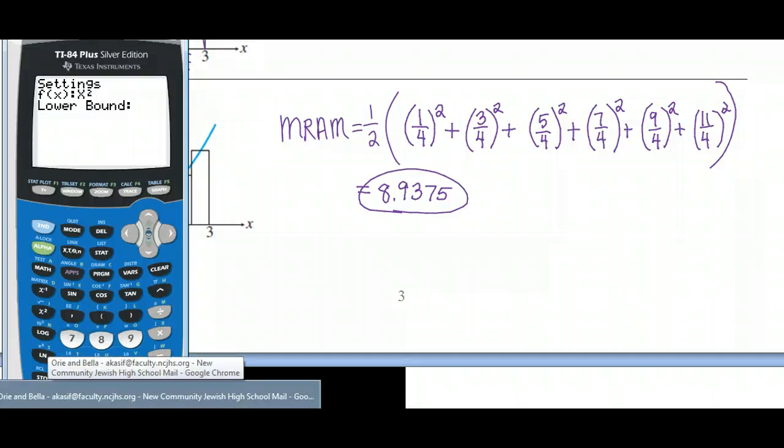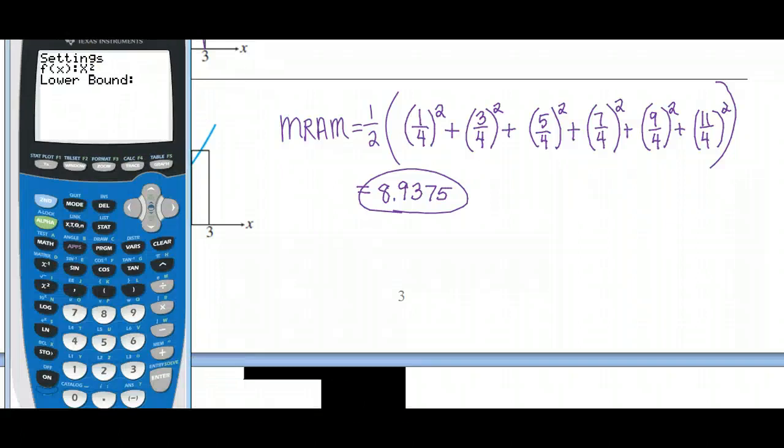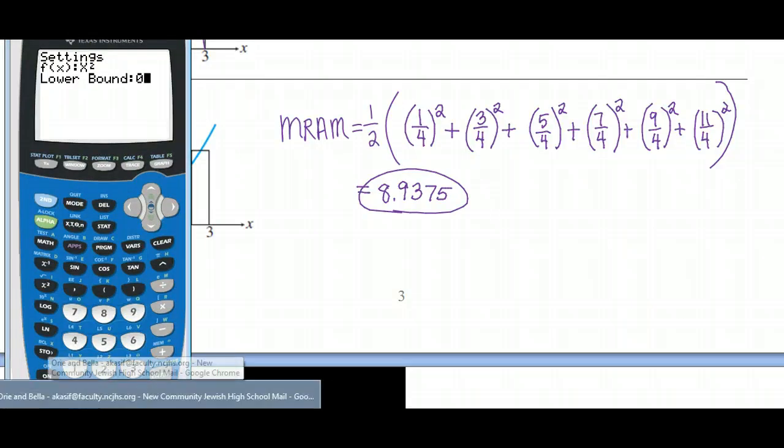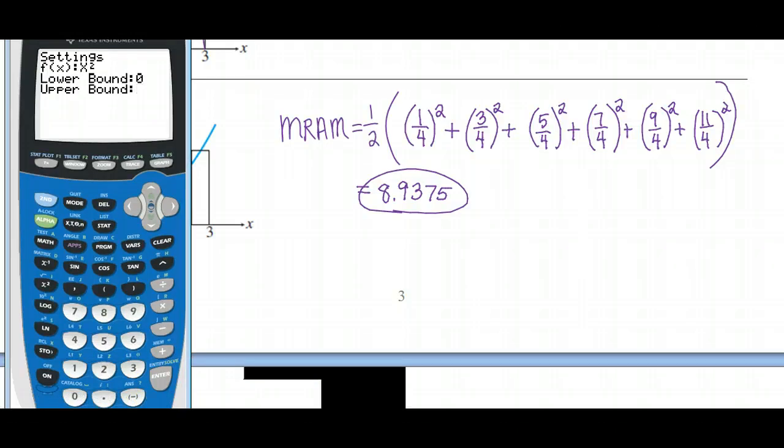There we go. Why did you take 0? Because I want the lowest, so 0. Press enter. Next it's going to prompt you for the upper bound, so we're going to type in 3. Right? It was from 0 to 3.